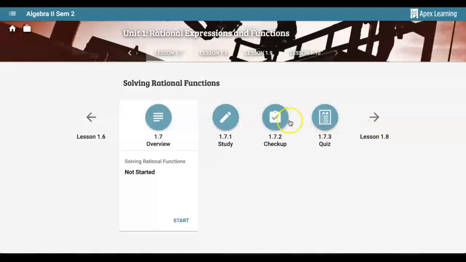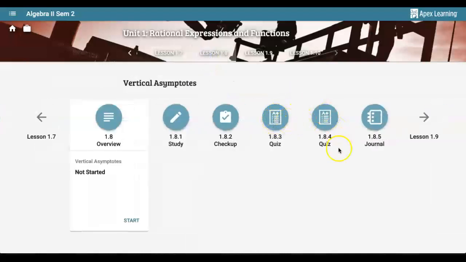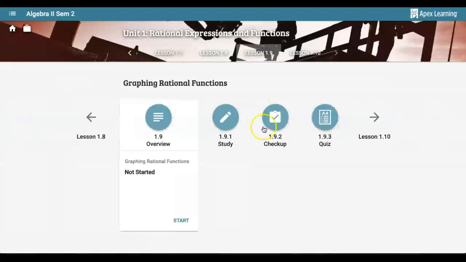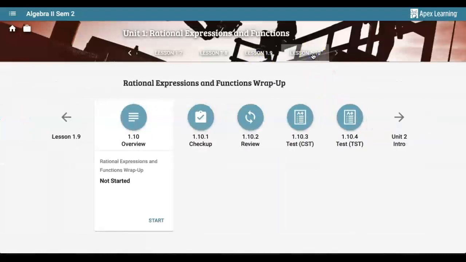All right, lesson 1.7 has one quiz. There's two quizzes in 1.8 that you have to take, and then there's this extra credit journal, all right? In 1.9, there is a quiz that is mandatory. And then in 1.10, if you'd like to do the review, that is also optional, okay? So all of that, okay?